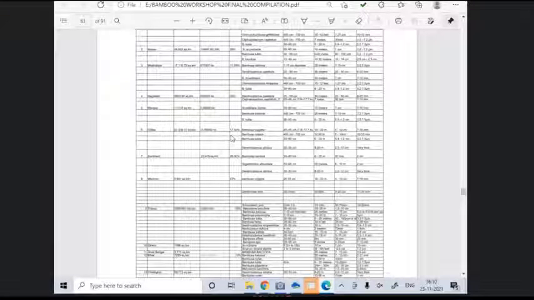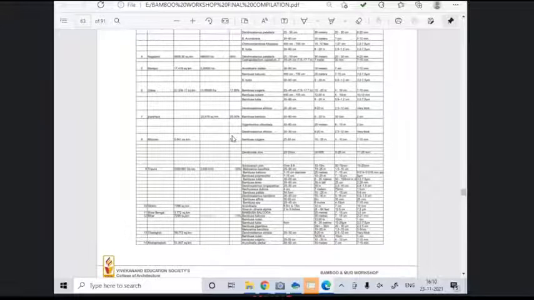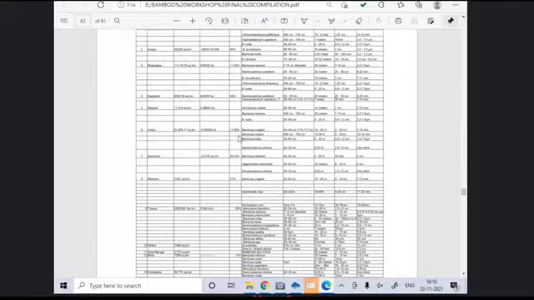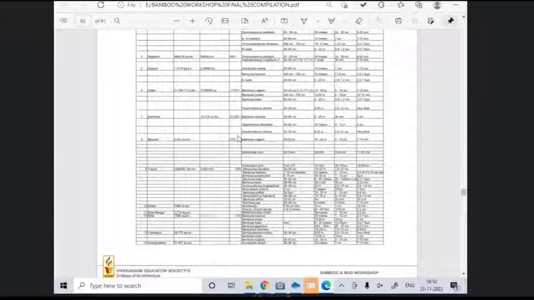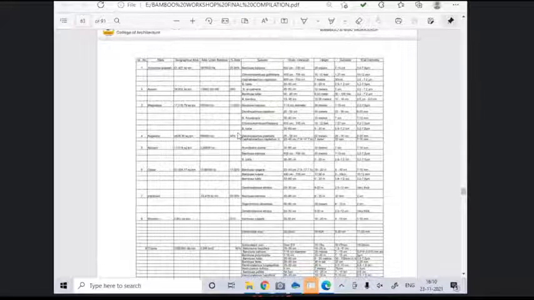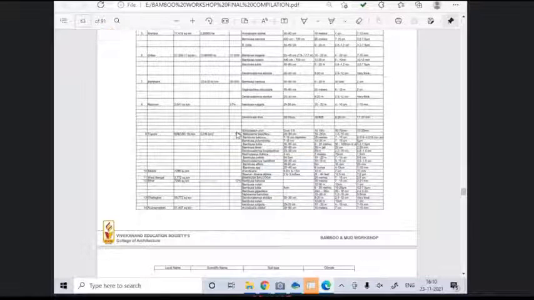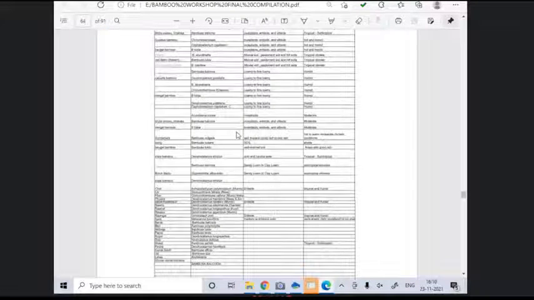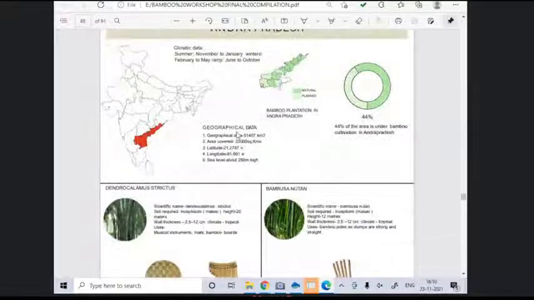This shows the node and internode distance and the diameter of each of these species when they are horizontal, and these are the particular areas of each of these states, and the percentage of the area covered by bamboo. Take them through the analysis.